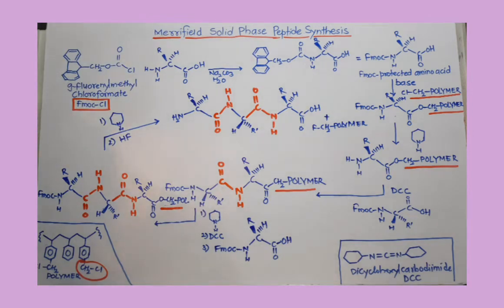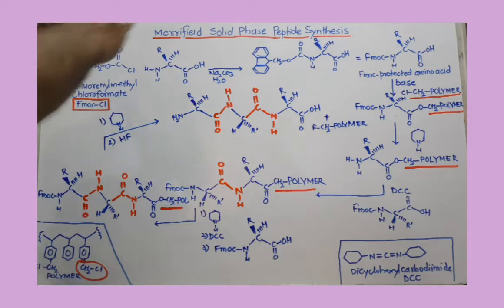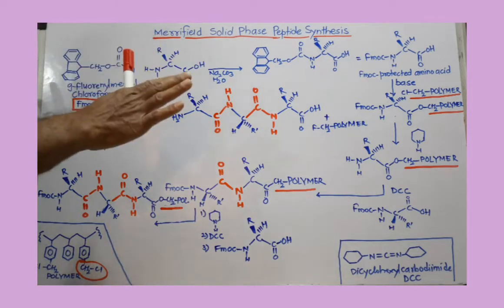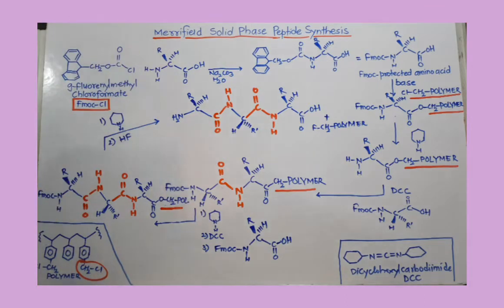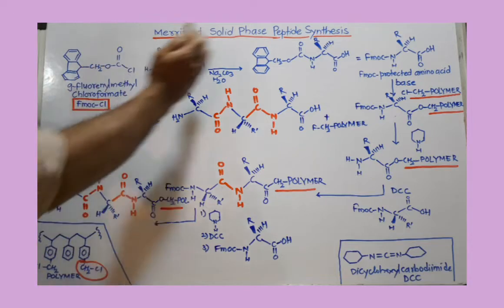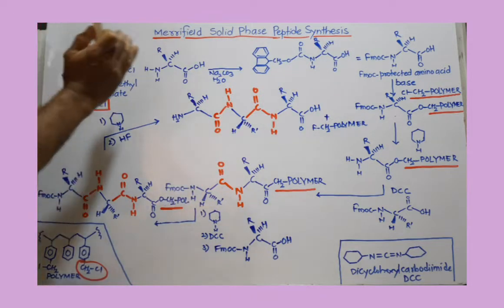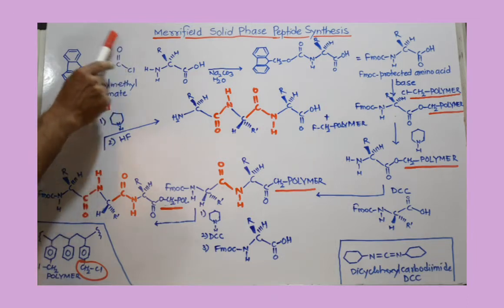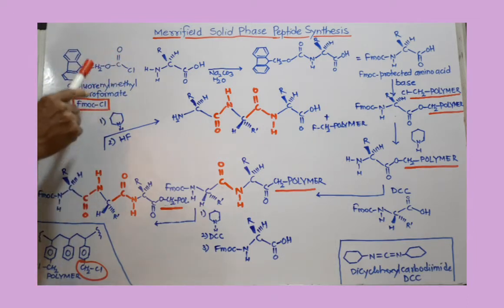Now watch this video very carefully. I will explain it step by step. At the beginning, for this synthesis, we need one reagent. Look at this reagent carefully and forget all other reactions written over here. This is called 9-fluorenylmethyl chloroformate, with the methyl chloroformate at the 9 position. So this is 9-fluorenylmethyl chloroformate.